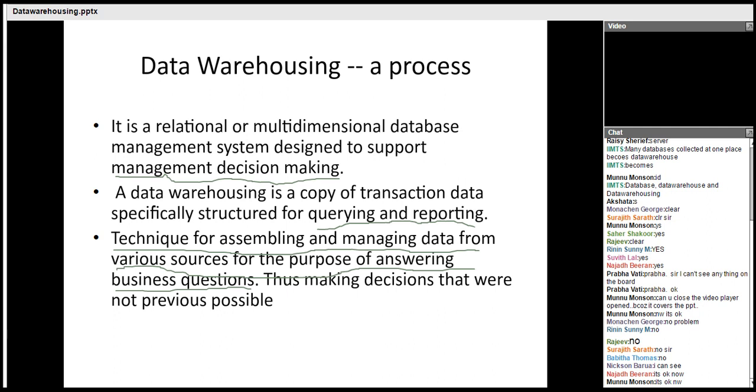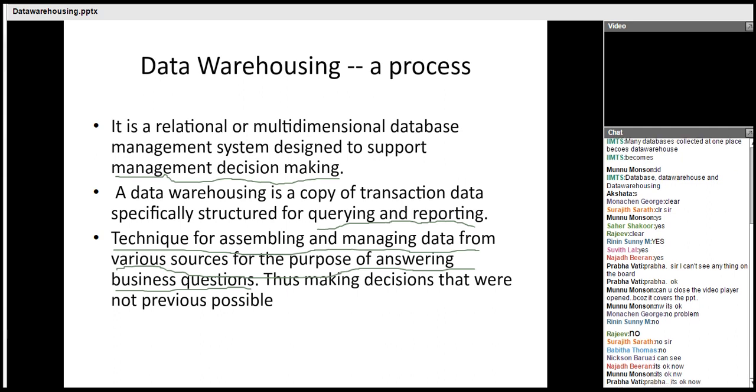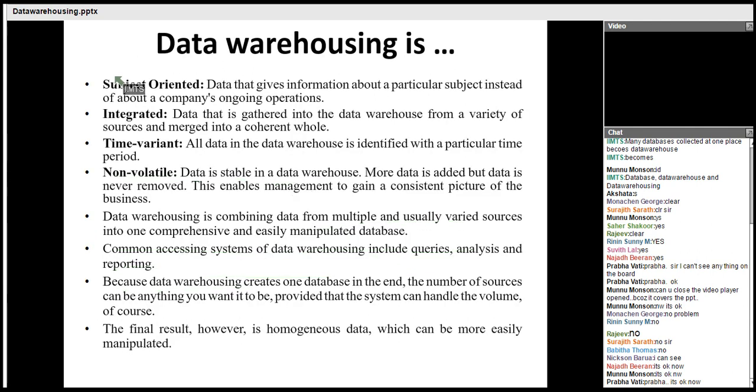So it's a technique for assembling and managing data from various sources for the purpose of answering business questions. So that is the use of data warehousing. Data warehousing is subject oriented. That means it gives information about a particular subject instead of a company's ongoing operations. Number two, it's integrated. That means data is gathered into the data warehouse from a variety of sources and merged into a coherent whole. Third, it's time variant. All the data in the data warehouse is identified with a particular time period.